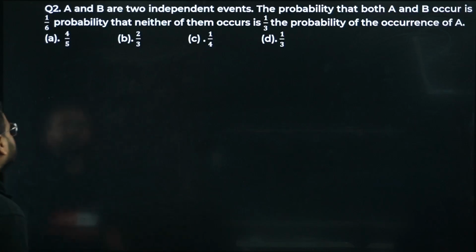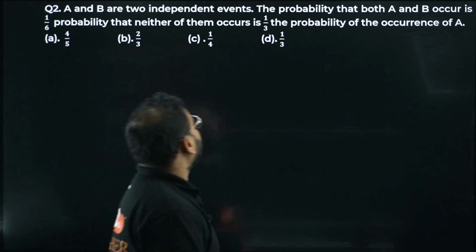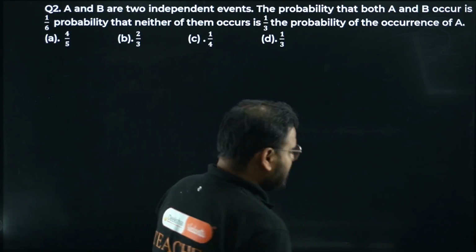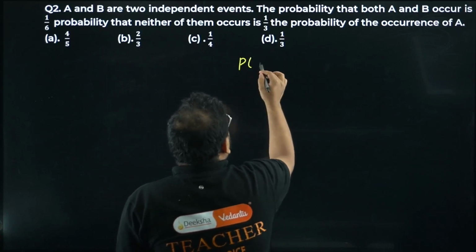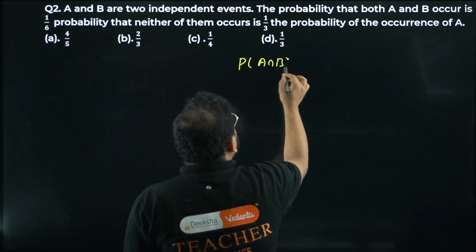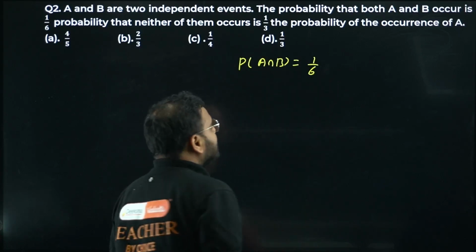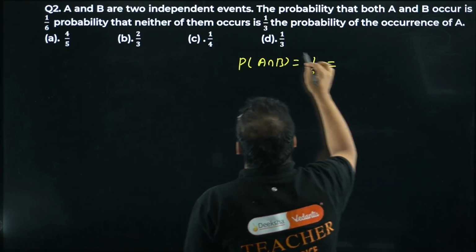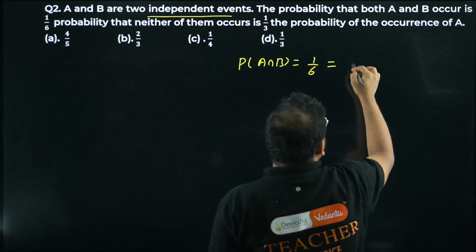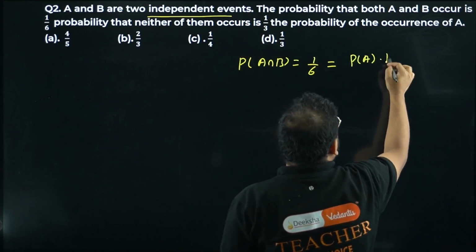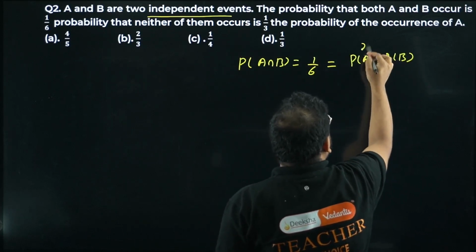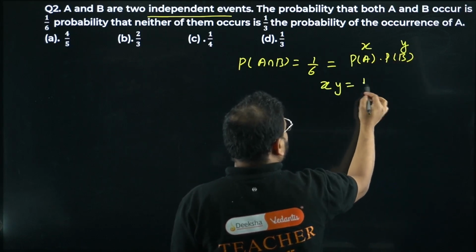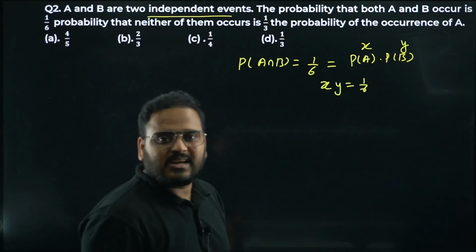What else do we have now? Question number 2. A and B are two independent events, with the probability that both A and B occur being 1/6. So what they've given is P(A intersection B) equals 1/6. Basically they've given these to be independent events, so let's call this P(A) into P(B). Let's call this X and this Y. So basically XY equals 1/6. Is that clear?